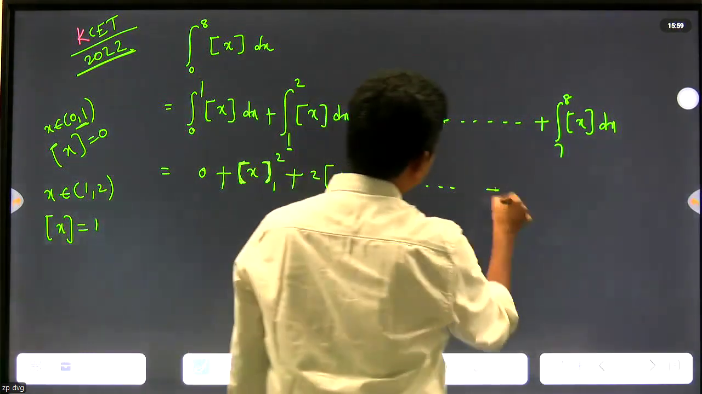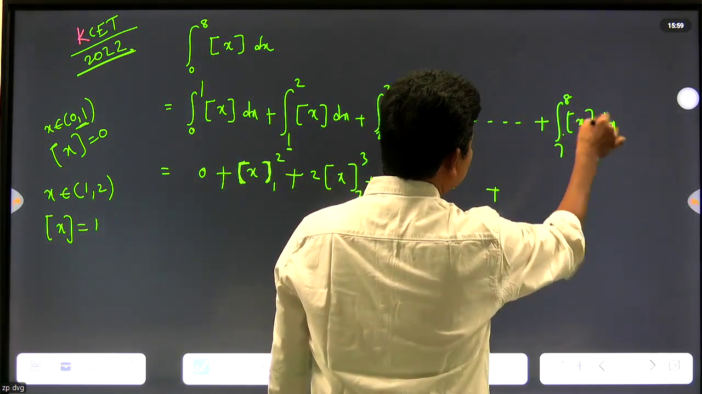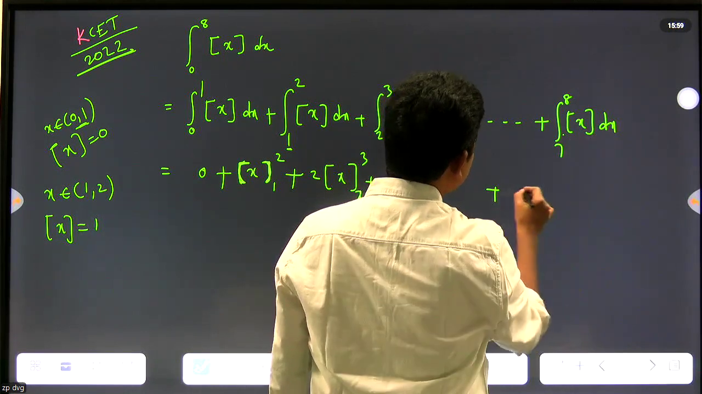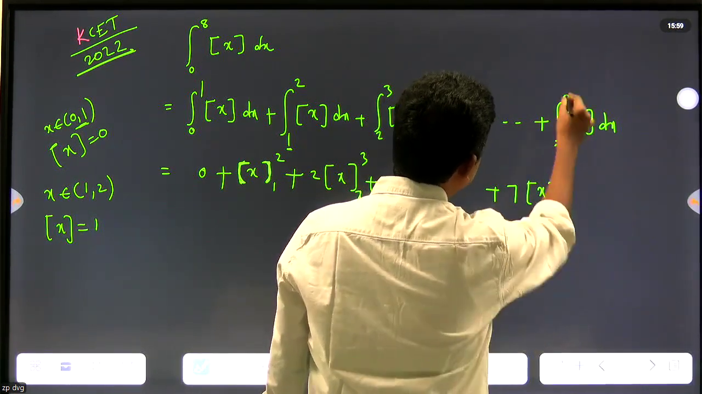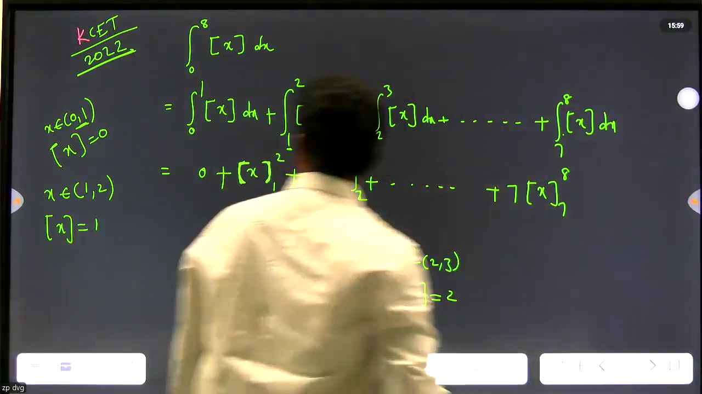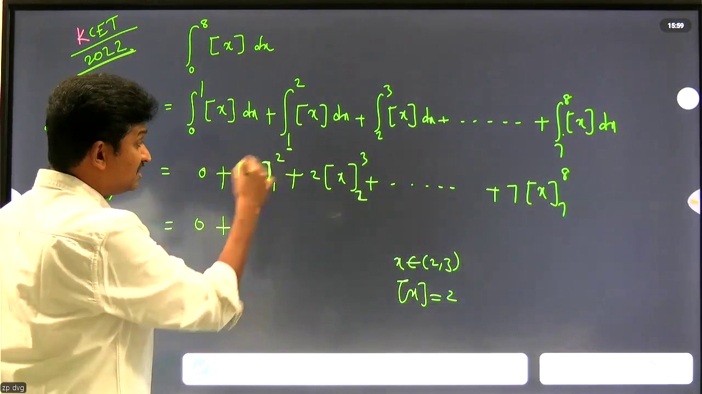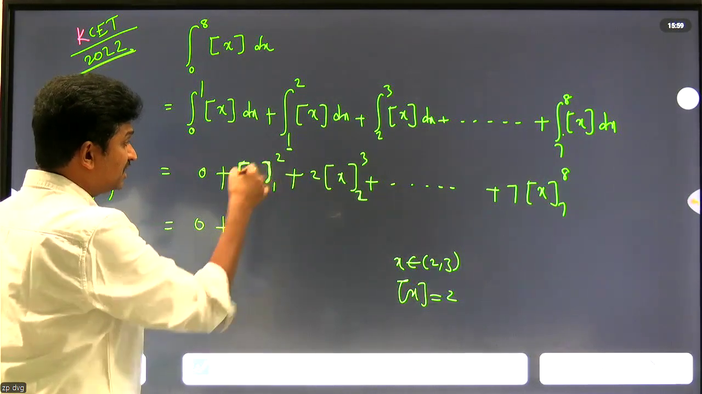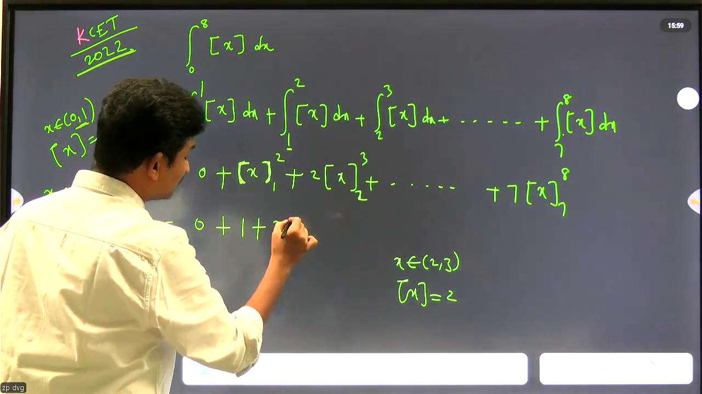It continues like this. When x is in between 7 and 8, step x is 7. So integral of 7 dx is what? 7x, right? This is not step x, these are limits, 7 to 8. So what will you get here? This equals 0 plus, apply the limits; these are not step type things. 2 minus 1, 1. 2 into 3 minus 2, 1.